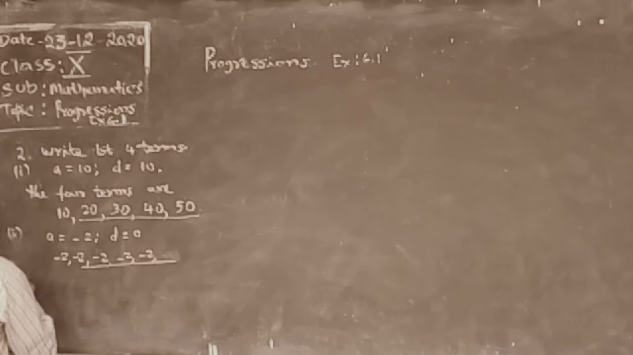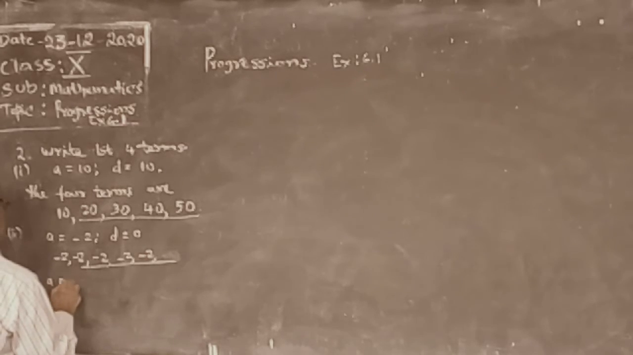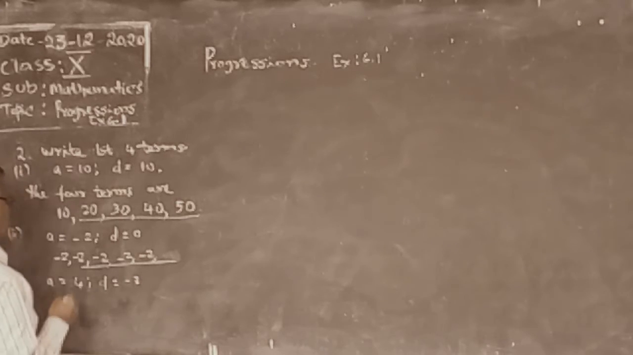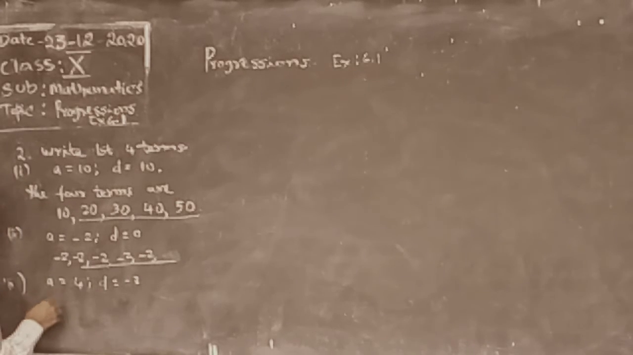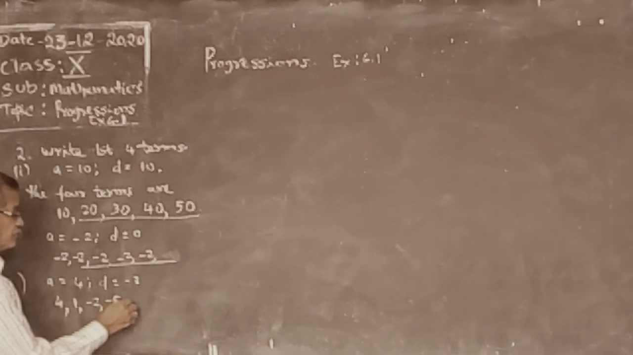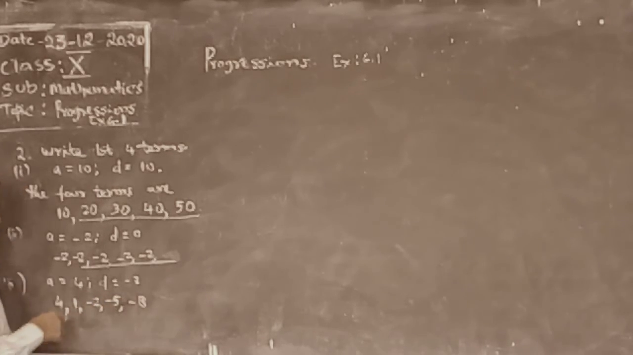Third, a is 4, d is minus 3. The four terms are: first term 4, minus 3 subtract, 1, minus 3, 2, minus 3, 5, minus 3, 8. The four terms are these. Next, fourth.